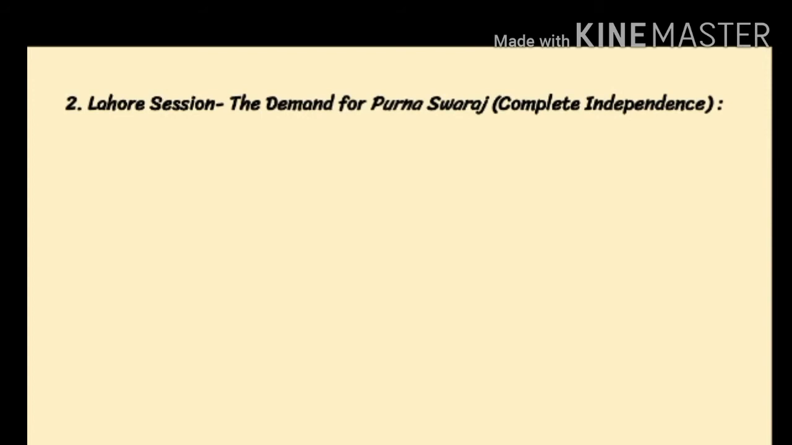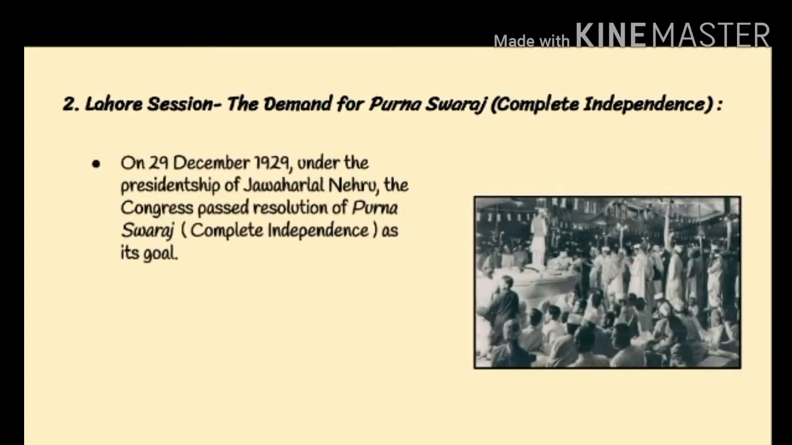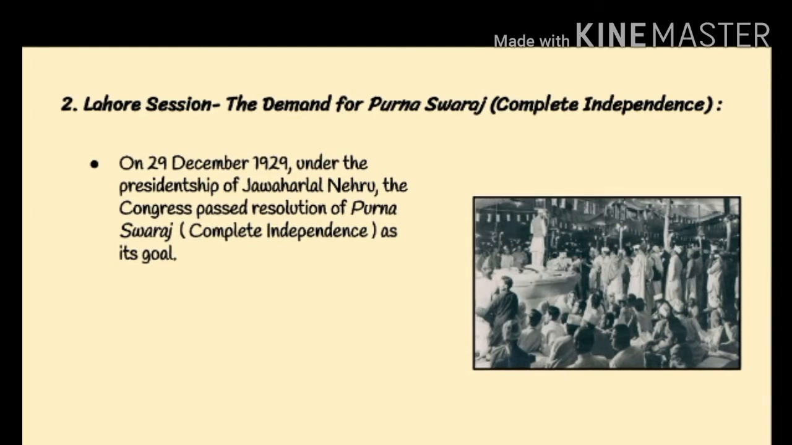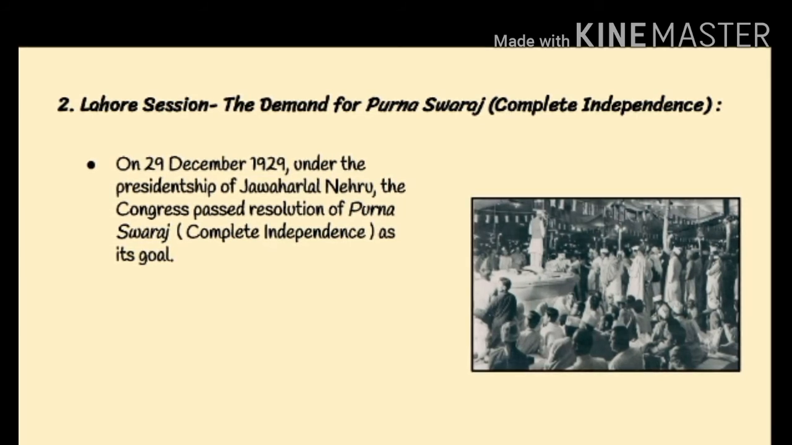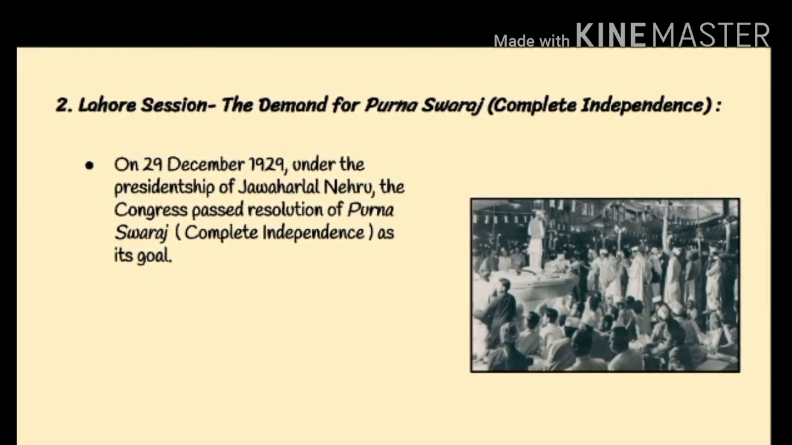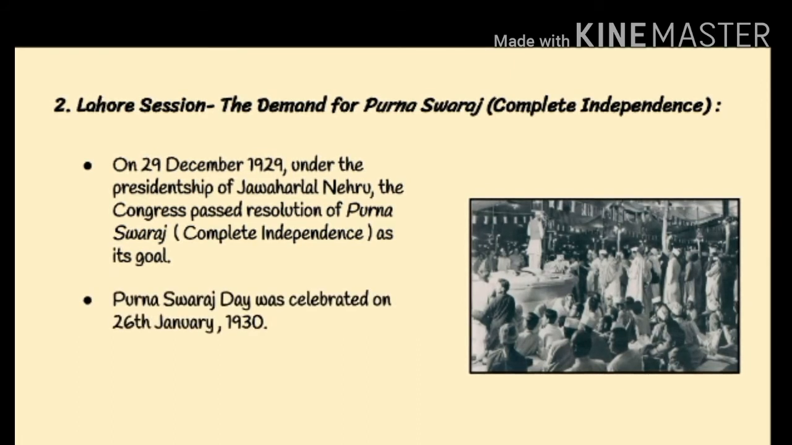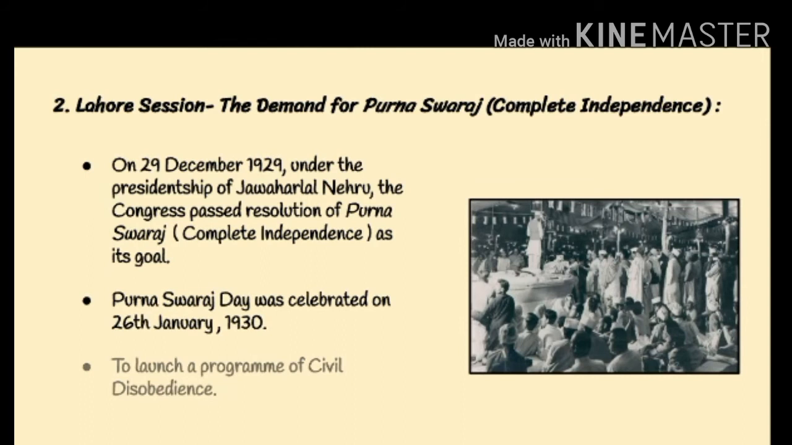Lahore Session and the demand for Poorna Swaraj, that is complete independence. The Congress at its Lahore Session, presided over by Jawaharlal Nehru in December 1929, passed the resolution boycotting the Round Table Conference. It declared Poorna Swaraj, that is complete independence, as its goal and took steps to launch a program of civil disobedience. Poorna Swaraj Day was celebrated all over India on 26th January 1930.